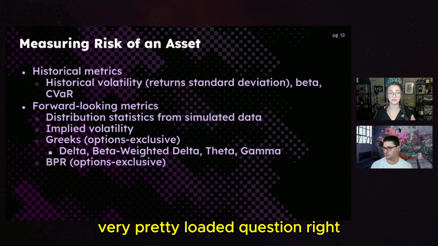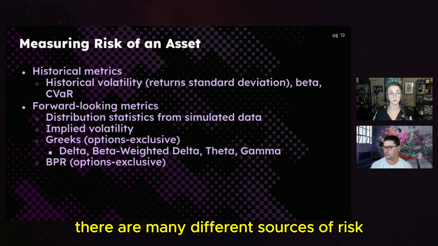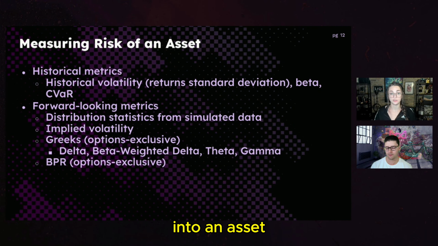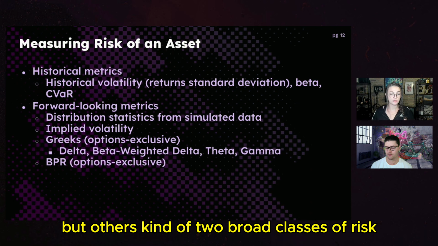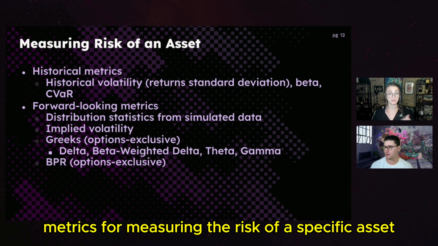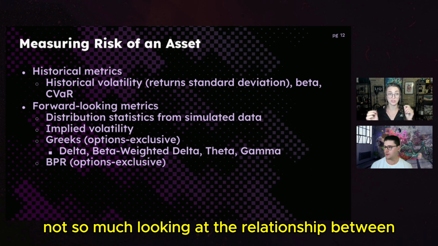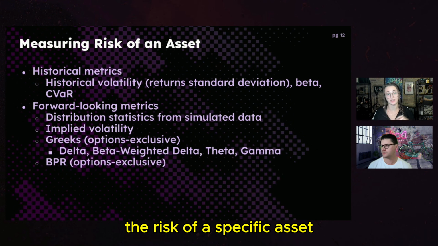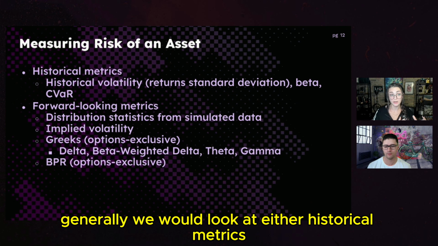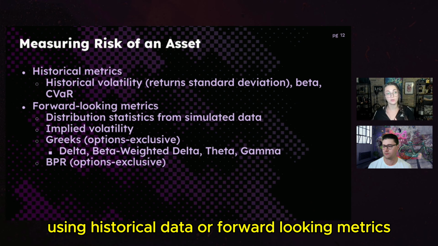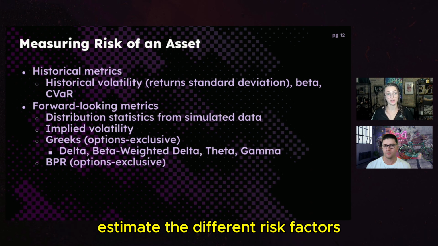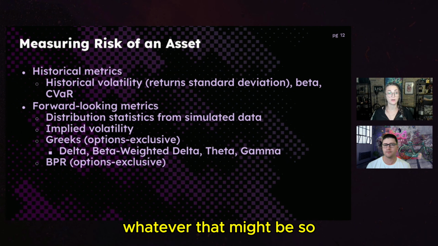Again, pretty loaded question, right? Because there are many different sources of risk, many different elements that can introduce volatility into an asset. But there are two broad classes of risk metrics for measuring the risk of a specific asset, not so much looking at the relationship between multiple assets, like correlation, for example. When we want to understand the risk of a specific asset numerically or quantitatively, generally we would look at either historical metrics using historical data, or forward-looking metrics using some kind of mathematical model to estimate or predict the different risk factors, whatever that might be.